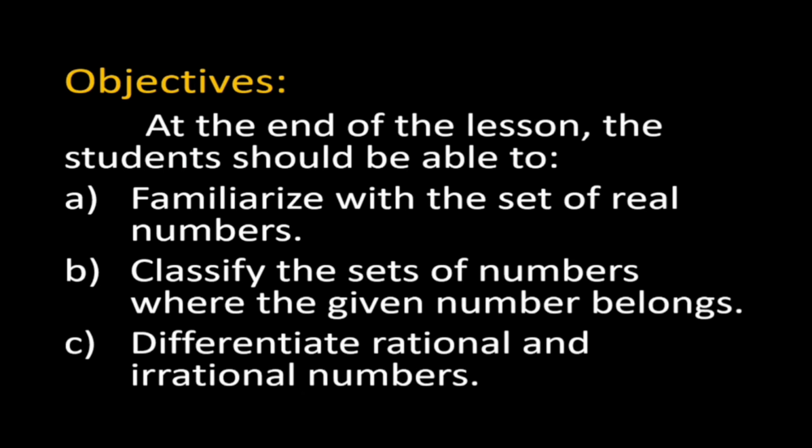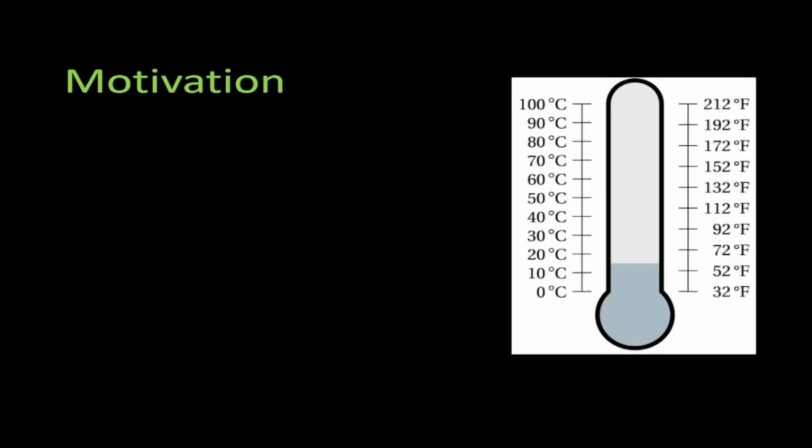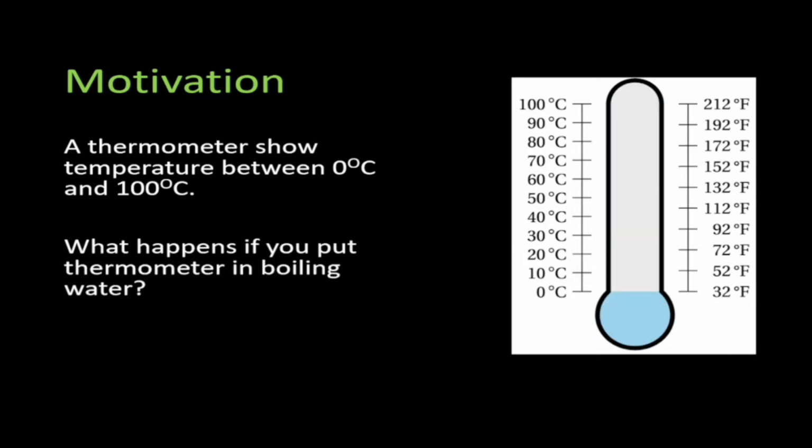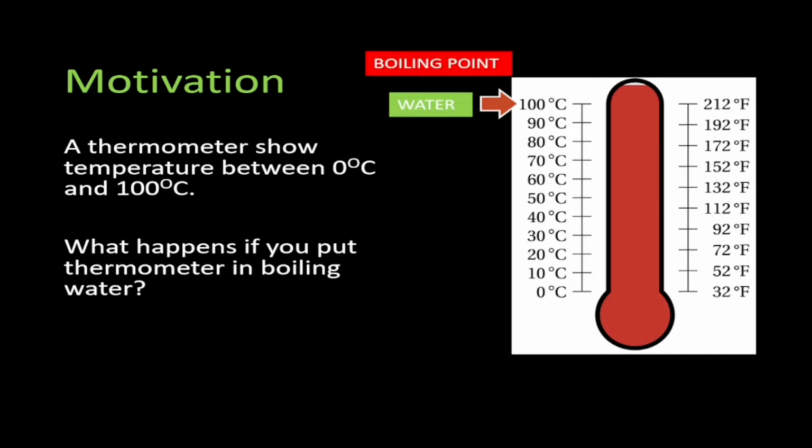Alright, before we proceed with our lesson, I have here a short activity for you. I have here a thermometer. Remember that a thermometer shows the temperature between 100 degrees Celsius and 0 degrees Celsius. So what happens if you put a thermometer in boiling water? Notice that it reaches 100 degrees Celsius. So that is the boiling point of water.